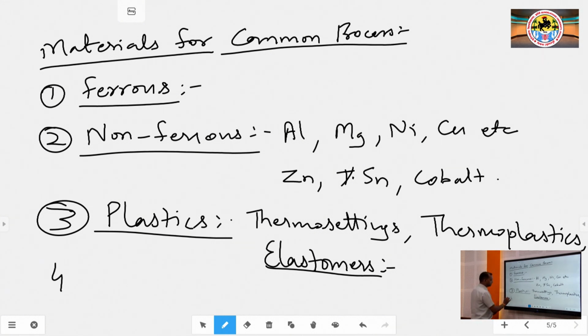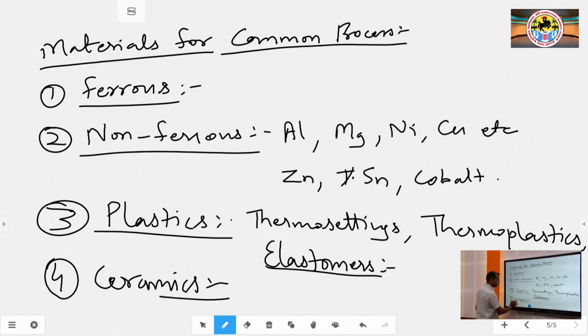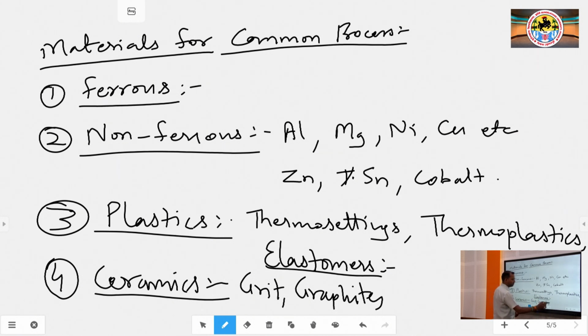The fourth category is the ceramics, like grit, graphite, sand, etc. These are also materials; depending on their properties we can use them for various applications.